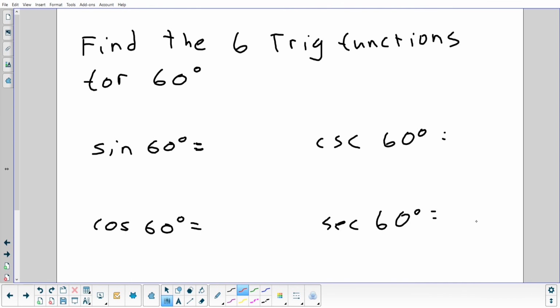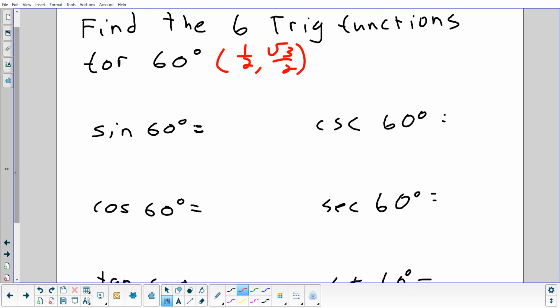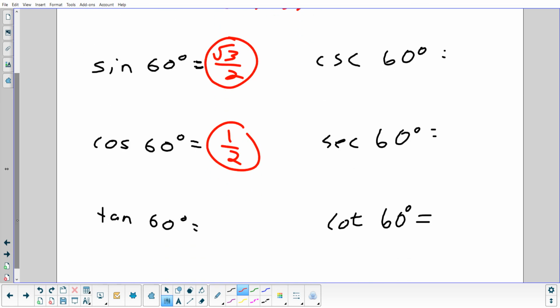All right, so let's see how we did with the 60. First of all, what's my coordinate for 60? Yep, 1/2, square root of 3 over 2. So now we'll go through our functions. Tyler, what's my sine? Square root of 3 over 2. Yep, that's my y. Bridie, what's my cosine? 1/2. And how about Caitlin, my tangent? I got the square root of 3. Yep, the 2's cancel, we get just the square root of 3.